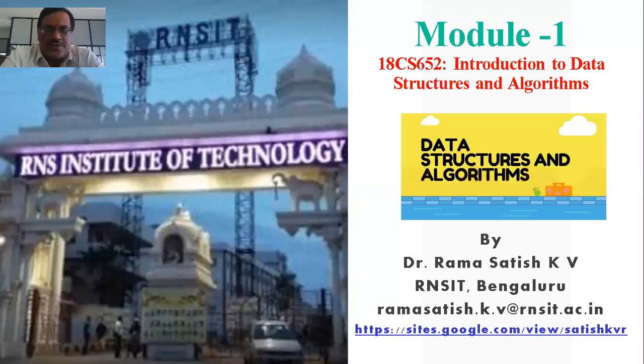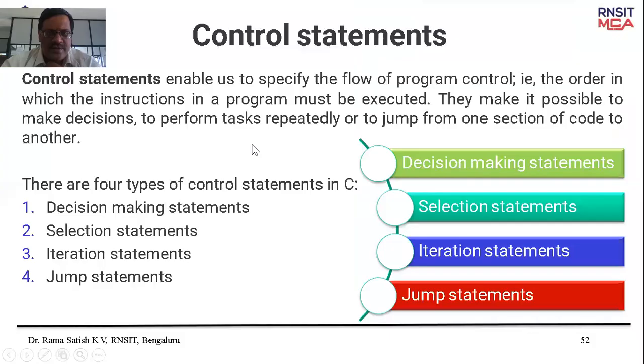Welcome back to our discussion on data structures and algorithms. Today, we are going to talk about control statements in C programming. So that is the agenda, and of course, as you know, control statements are those statements that are mainly used for decision making, selection of statements, and they are also used for iterations, and they are also called jumping statements.